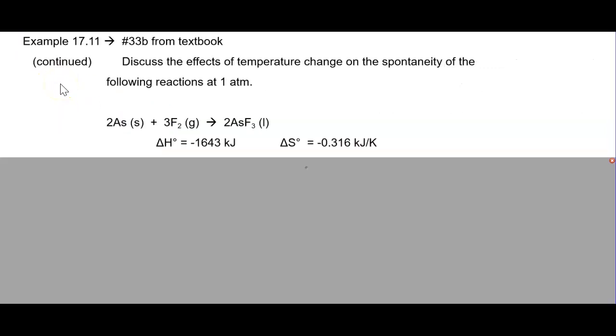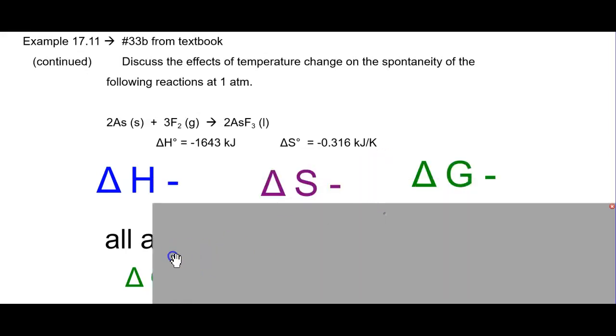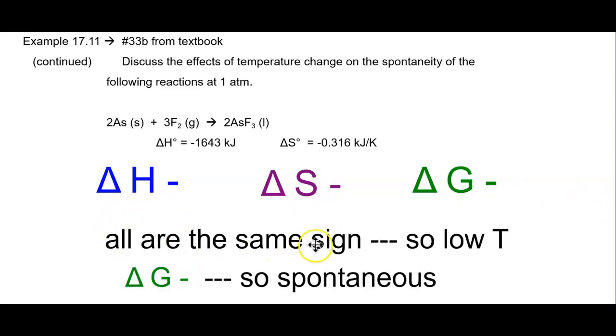Okay, another example, same kind of thing. We're going to evaluate H, S, and G for their values and their signs. So looking at this here, we can see that H is negative, S is negative, and the way we're going to memorize this, if H is negative, we're going to make G the same sign. So we have all the same sign, so therefore low T.